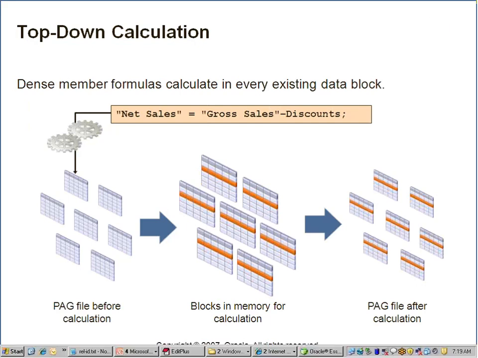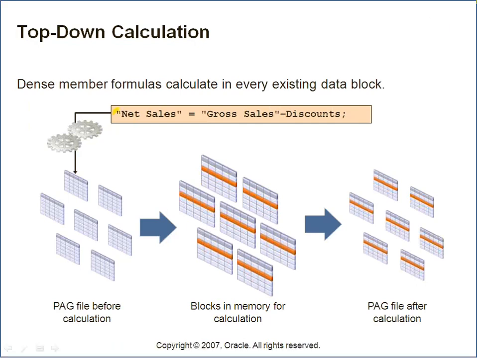Let's say I have a very simple formula. Net Sales equals Gross Sales minus Discounts. This formula is a dense member formula because it's an accounts formula. Whatever members I use are actually from the accounts dimension: Net Sales, Gross Sales and Discounts.